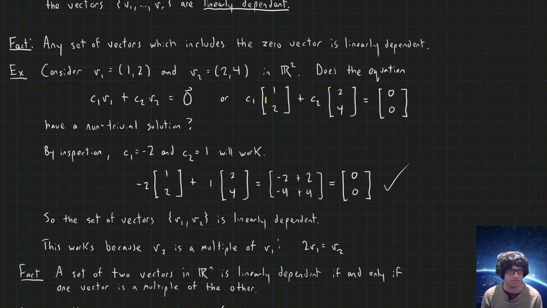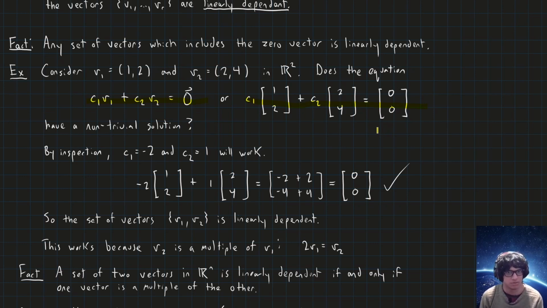So let's think about sets that don't have the zero vector in them. Let's consider these two vectors: v1 equals (1, 2) and v2 equals (2, 4) in R2. Let's say we want to determine, are these vectors dependent or independent? By the definition, that's equivalent to asking, does this equation have a non-trivial solution? Or, filling everything in, does this equation have a non-trivial solution?